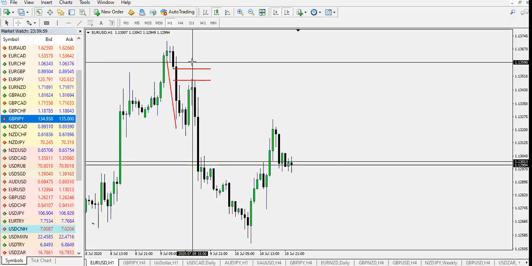So sell limit, buy limit's great, and it's good whether it's fair value gaps, order blocks, or whatever your markup on the chart is, or whatever you see. So continue using it. There's nothing wrong with buy or sell limits.